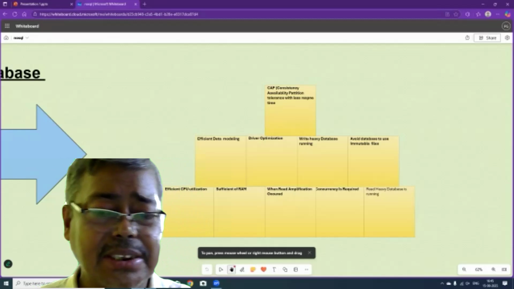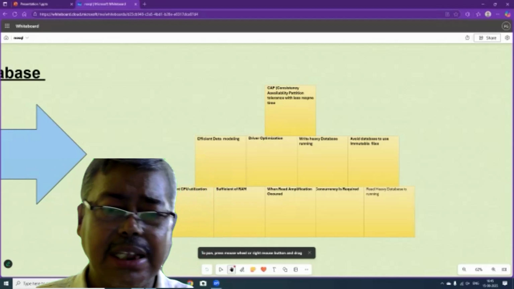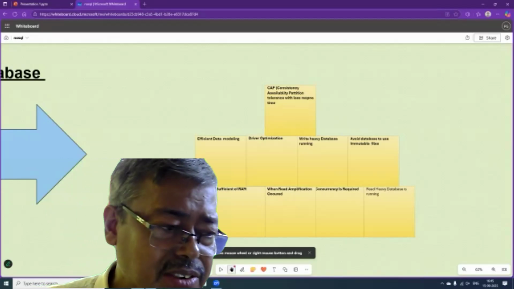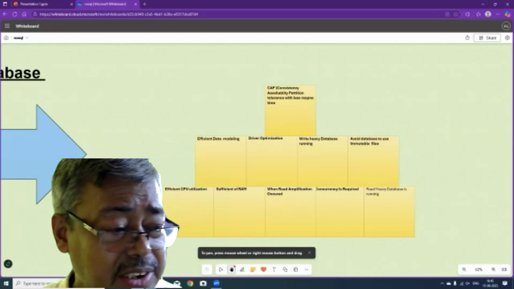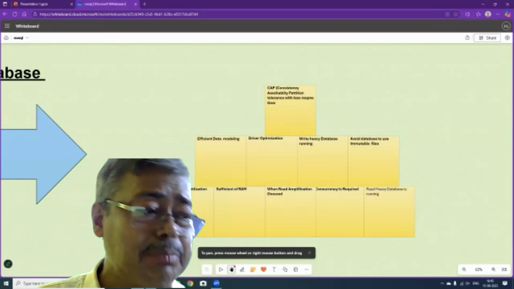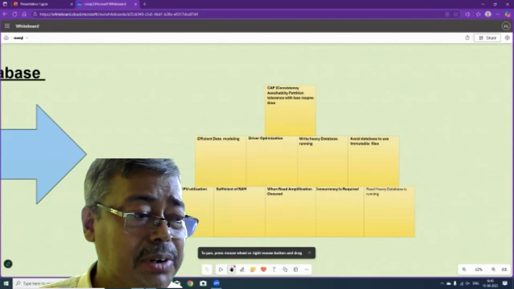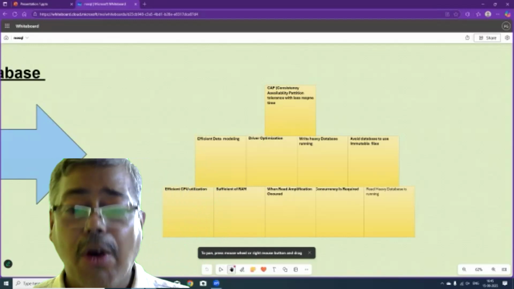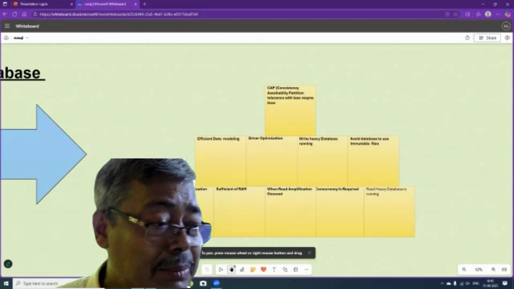In the case of a write-heavy database, write amplification is generated. When read priority is first, as in a B-tree structured database, reading has priority. In the case of a write-heavy database, writing creates amplification.